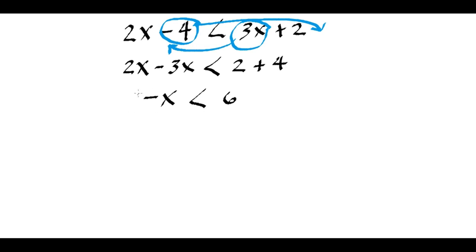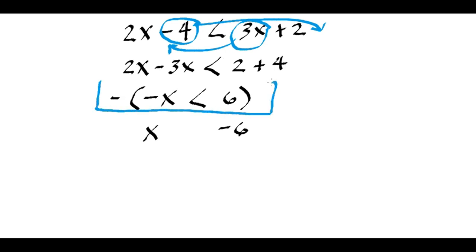So para mawala si negative, we will multiply the entire inequality by a negative sign to reverse the sign. So negative times negative, that will be x. And then negative times positive yung 6, that will be negative 6. Pag ginawa natin itong proseso na to, kung saan nag-reverse tayo ng sign, pati yung ating inequality symbol, mare-reverse din. So, yun yung difference niya.